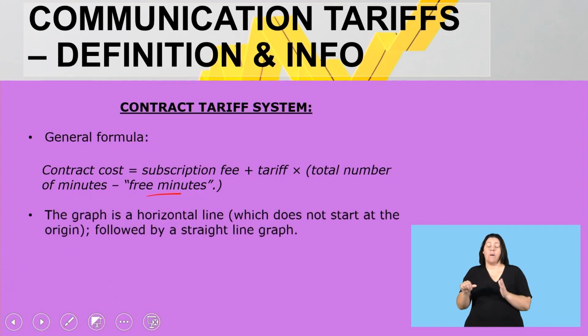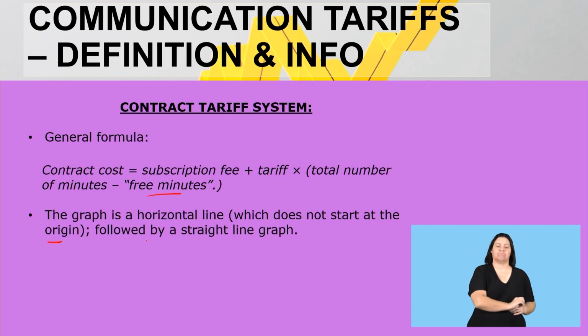What else is important? The graph is normally a horizontal line, which does not start at the origin, and after that it is followed by a straight line graph. Why does it not start at the origin? That's because of the subscription fee.